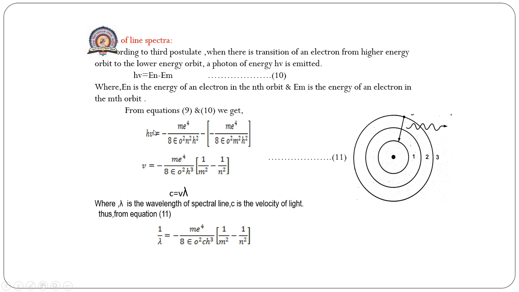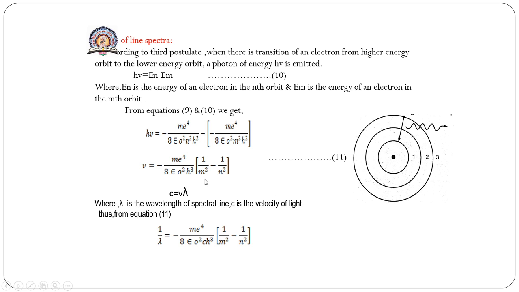From these two equations, h nu is equal to minus m e raised to 4 upon 8 epsilon 0 square n square h square minus m e raised to 4 upon 8 epsilon 0 square m square h square. The orbit is changed, therefore here I will write n, and this is the mth orbit. This one is the nth orbit and this one is the mth orbit, otherwise it is the same. Then h goes to the denominator. Now nu is equal to minus m e raised to 4 upon 8 epsilon 0 square h cube into 1 upon m square minus 1 upon n square.